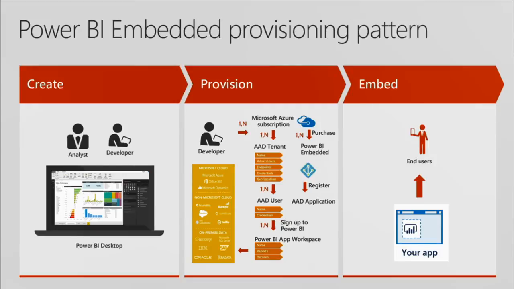And then you're going to put content into an app workspace. And that content is going to be owned by that master user account. Okay, so that master user account can access that content. The next thing that you're going to do is go into Azure and do this Power BI embedded provisioning workflow. You purchase a capacity, like I showed you earlier. And then the last thing you're going to do is create an AAD application which allows that master user to be signed in on behalf of your application to Power BI.